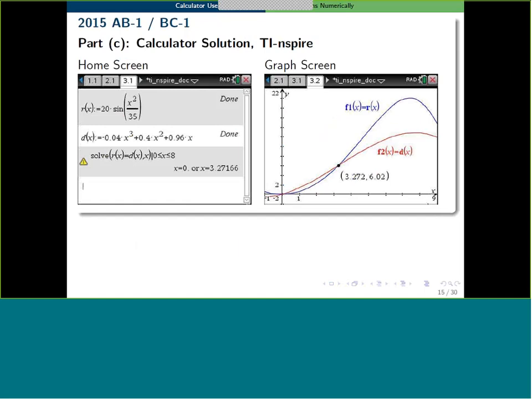You'll notice that there's a little yellow warning box over there, which is an indication that there may be some other solutions that the calculator was unable to find. On the right-hand side, I have a solution on the graph screen on the TI-Nspire, and thankfully I'm still always finding that 3.272 for the x-coordinate.